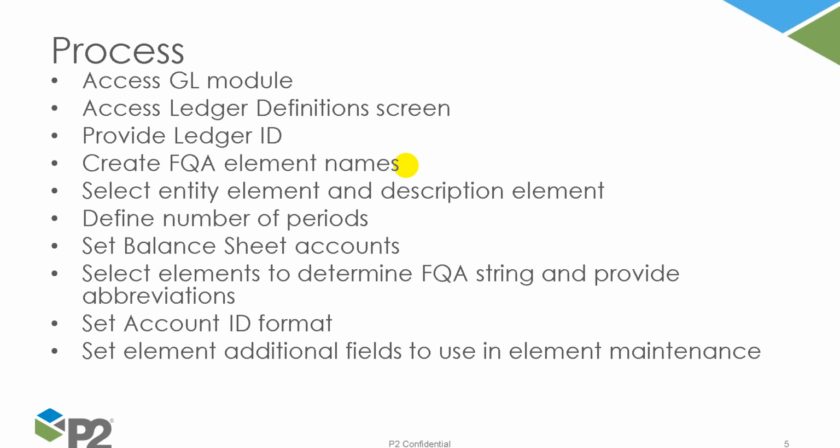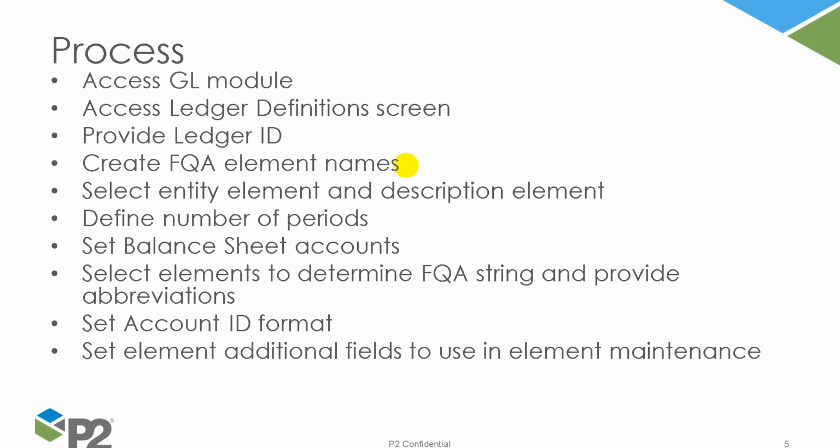Then we will select the elements and the order in which we're going to use those elements when we start coding transactions. That's the FQA string, or fully qualified string. And then we'll provide the abbreviations that are going to show up in different screens in IDEAS when we code those transactions.